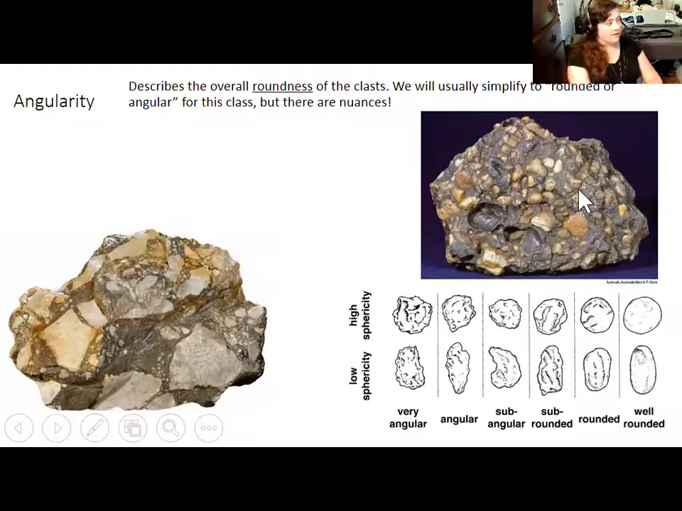Does anybody have a guess as to what kind of place we could find a breccia? What kind of place would cause rocks to be broken up? And then the pieces from those rocks won't travel very far. What's a place where that could happen? I'll give you a hint that breccias often form in areas where water doesn't really carry it far.